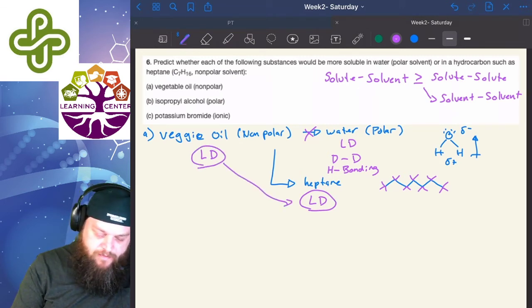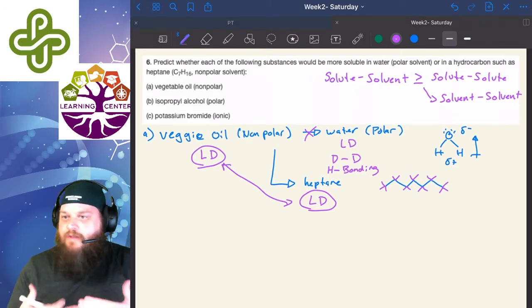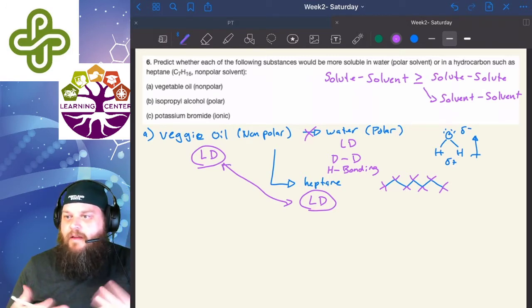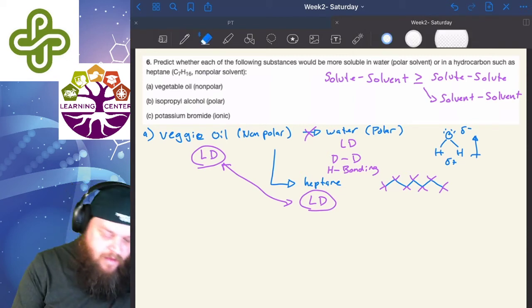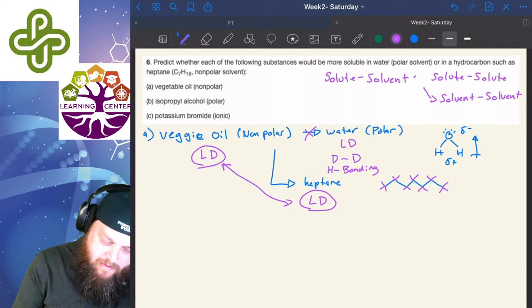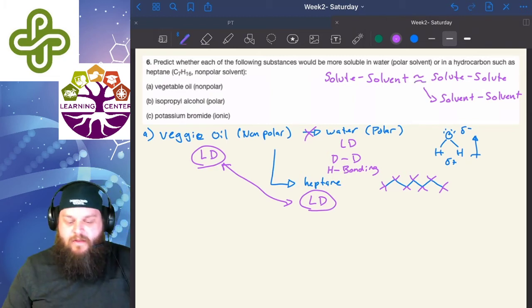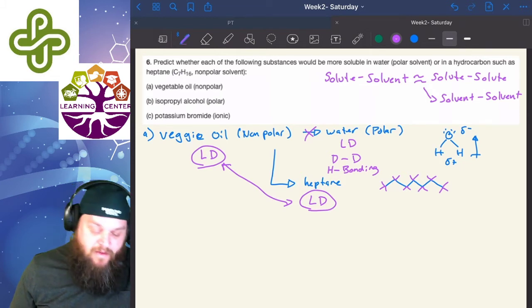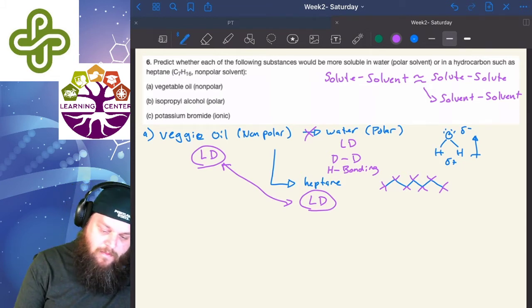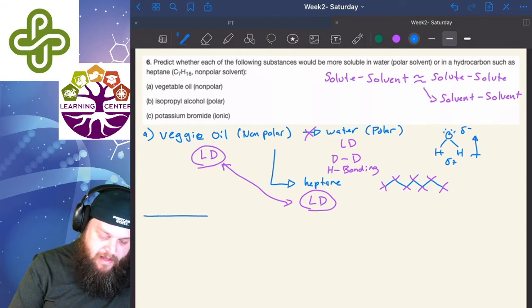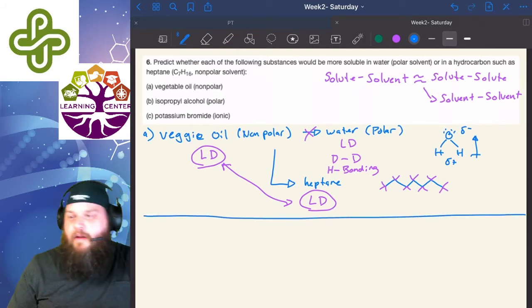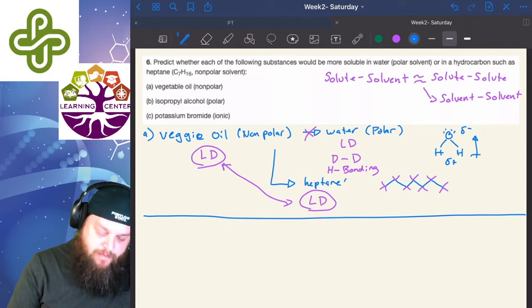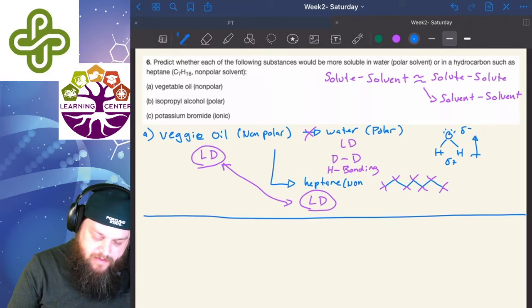So we can see that the bond strength between those two is going to be about the same, and those are going to actually bond together. Maybe I should say these are approximately equivalent. Okay, you want about the same intermolecular forces going on between the solute and solvent as you have between the solvent and solvent, or solute and solute. So that's part A, where we say that veggie oil would bond with heptane. They're both non-polar. That's where it gets that like bonds with like.